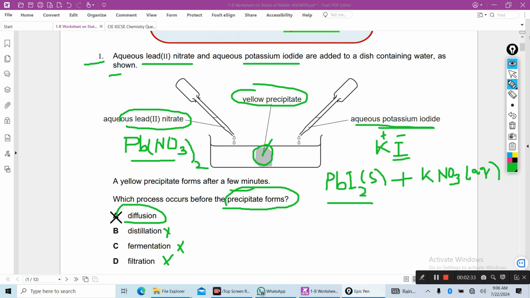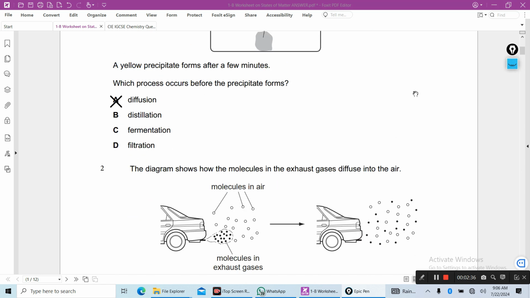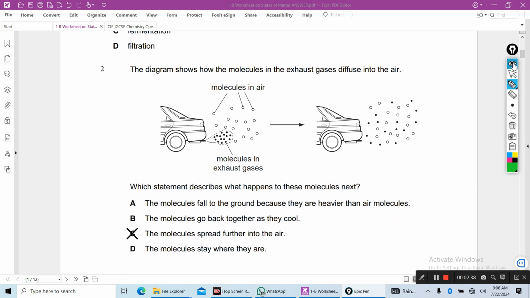Number 2. The diagram shows how the molecules in the exhaust gases diffuse into the air. Gases diffuse into the air. Here the answer is C. The molecules spread further into the air. These are the molecules in air, and these are the molecules in exhaust gases. These molecules spread, the small ones spread into the air.